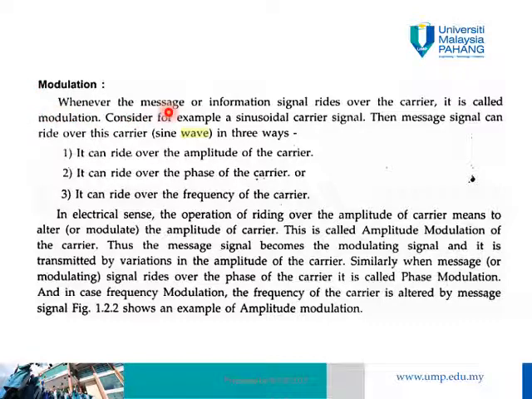Modulation. Whenever the message or information signal rides over the carrier, it is called modulation. Consider, for example, sinusoid carrier signal. The message signal can ride over this carrier sine wave in three ways. It can ride over amplitude, so we call it amplitude modulation. It can ride over the phase of the carrier, or we call it phase modulation, and it can ride over the frequency of the carrier, so we call it frequency modulation.